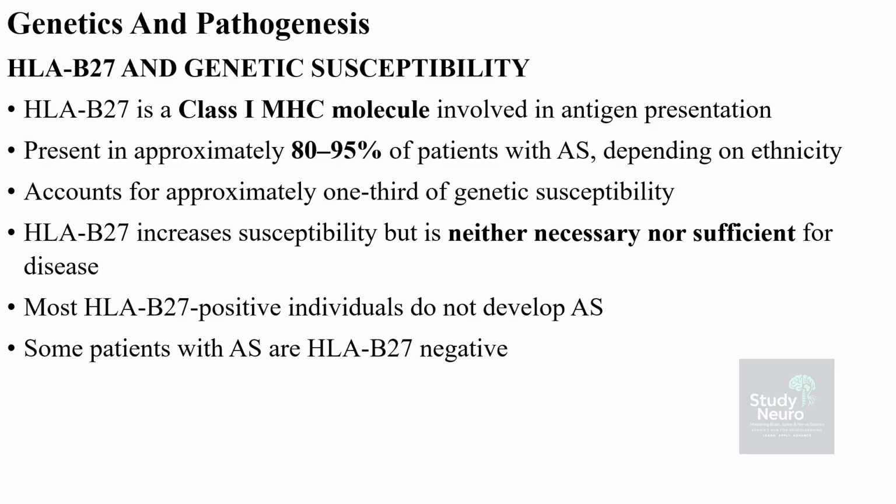HLA-B27 increases risk, but it does not guarantee disease. Most people who carry HLA-B27 never develop ankylosing spondylitis, while some patients with the disease do not carry the marker at all. Other genetic and environmental factors are clearly involved. HLA-B27 is important, but it is not the whole story.